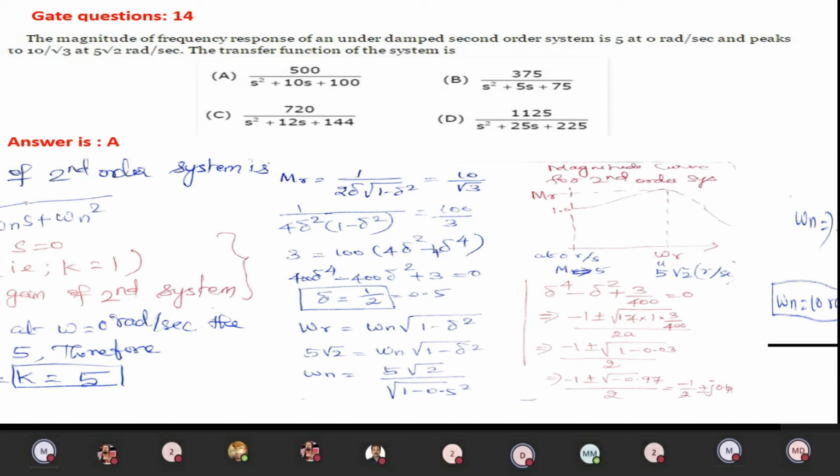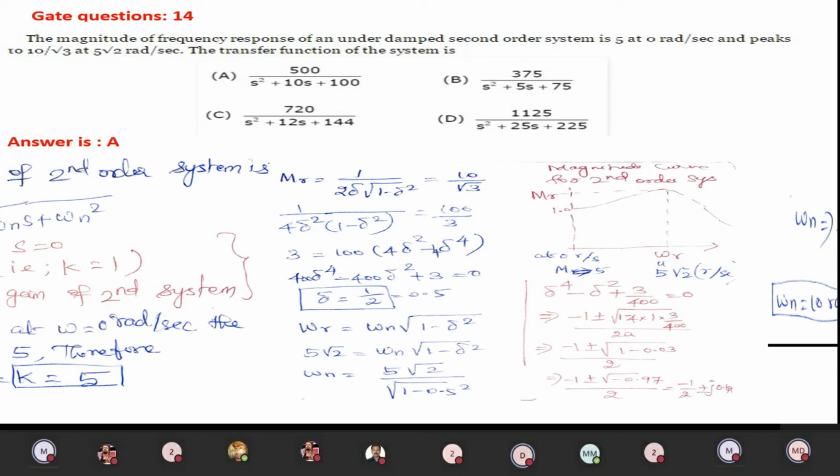Then you can see we are given the magnitude of the frequency response of an underdamped second order system, 5 at 0 radian per second, and then the peak value is 10 divided by root 3 at 5 into root 2 radian per second. We have to determine the transfer function of the system.